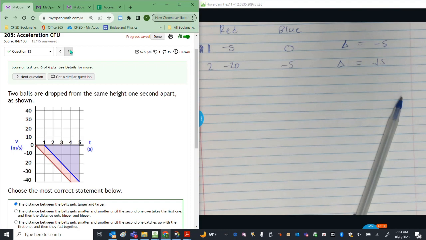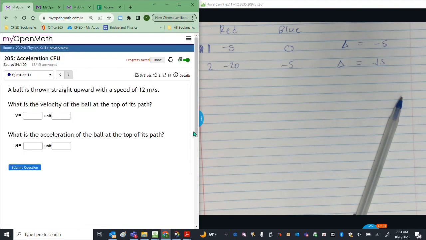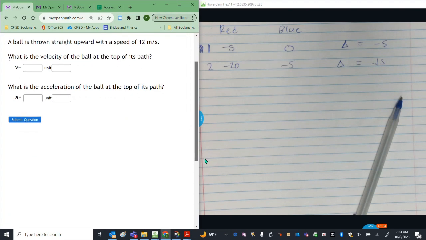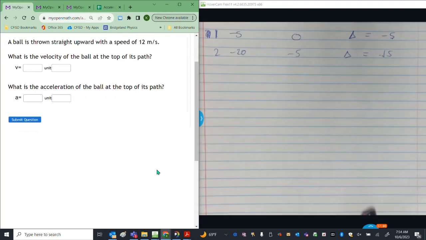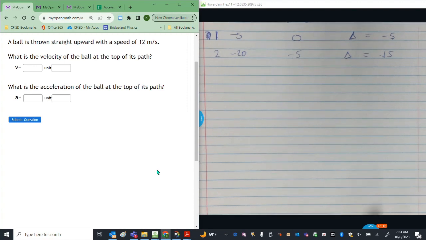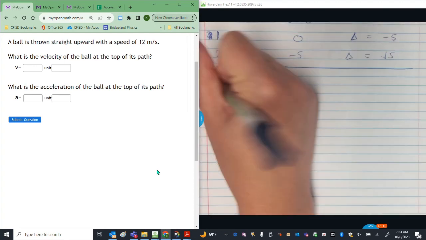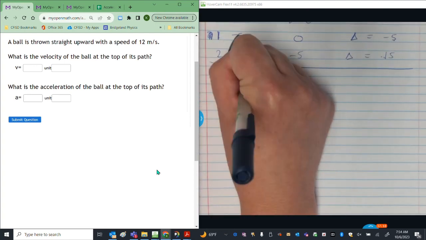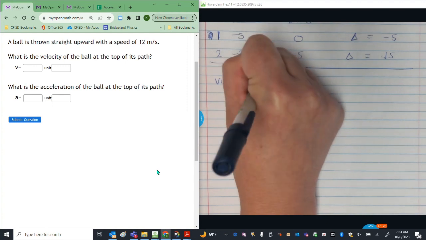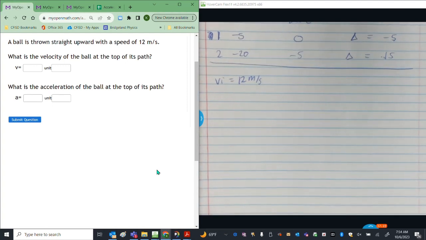Number 14 is another calculation. This time it's for a ball thrown upward. So we're still dealing with free fall, but now we have an initial velocity upward. It says a ball is thrown straight upward with a speed of 12 meters per second. So I have an initial velocity of 12 meters per second, and that's all it tells me. What is the velocity of the ball at the top of its path?